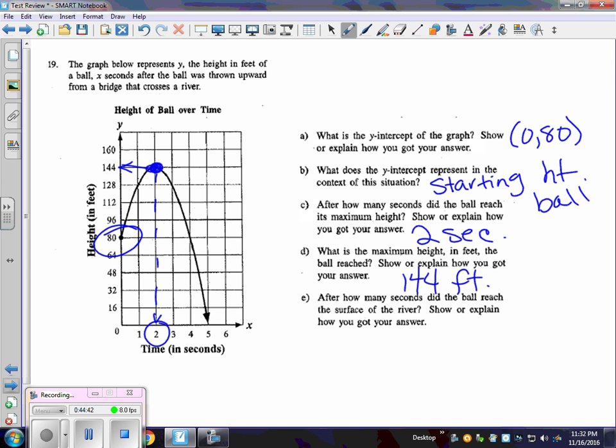After how many seconds did the ball reach the surface of the river? Now we're looking at the x-intercept. So it is going to hit the water 5 seconds later.